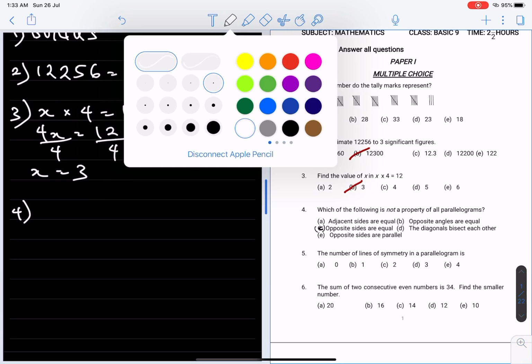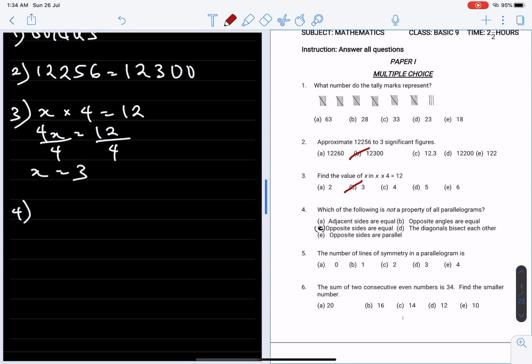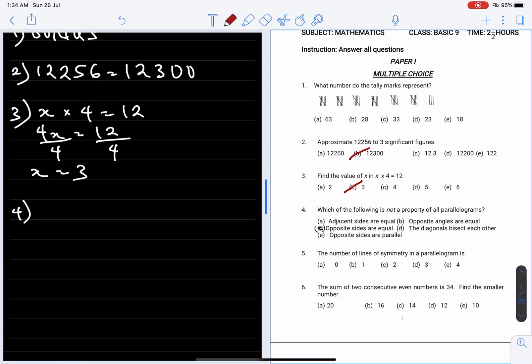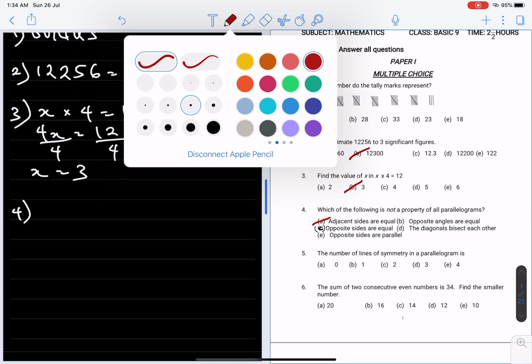So the correct answer is supposed to be B. Correct answer is A rather. The adjacent sides of a parallelogram are not equal. That's supposed to be A. Now to the next.